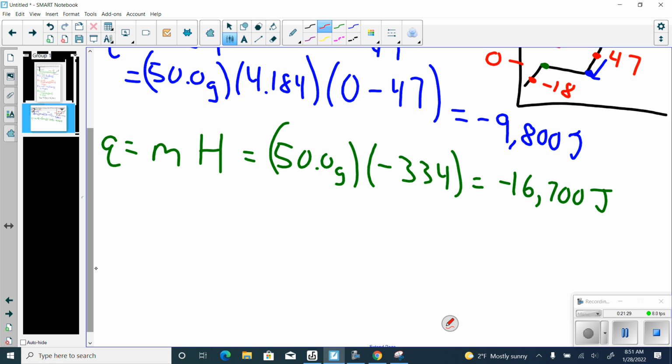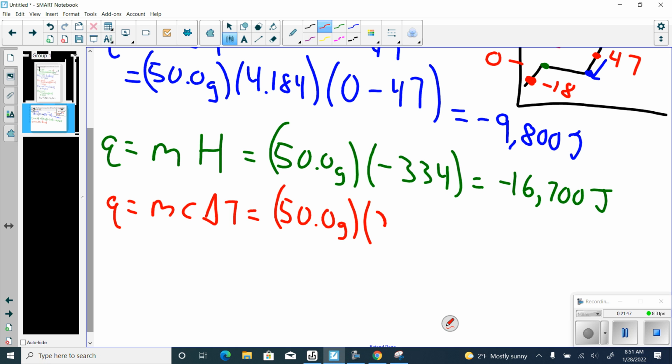My final step is going from ice at 0 degrees Celsius down to ice at negative 18. So back to MC delta T. And again, my delta T is going to be a negative value. Notice that each step, the delta T is negative, or the heat of fusion here is negative. Negative 1800 if I go to 2 sig digs here.